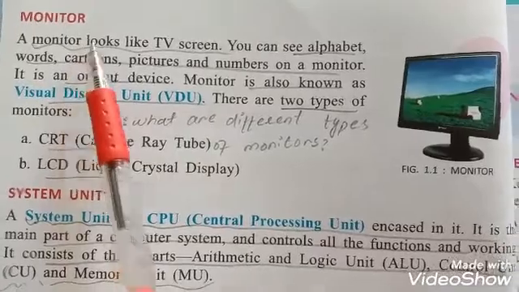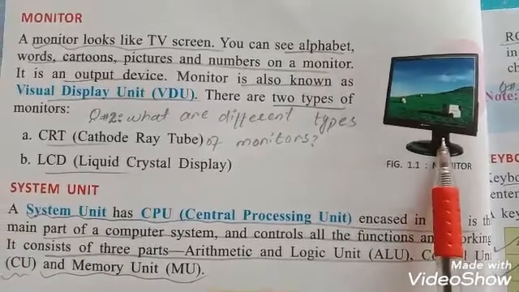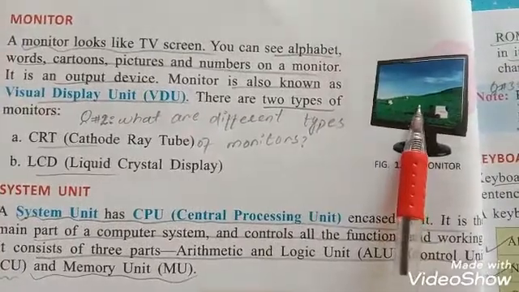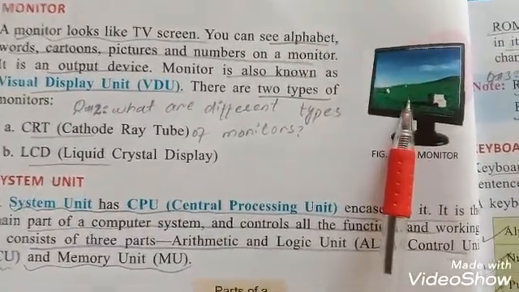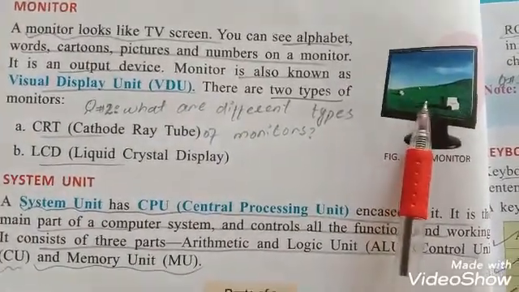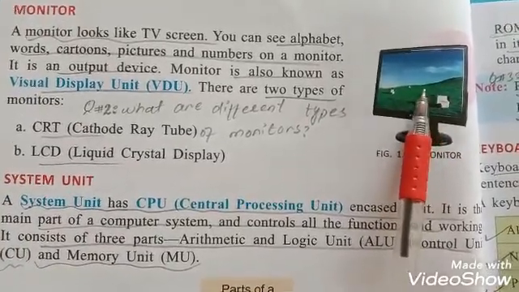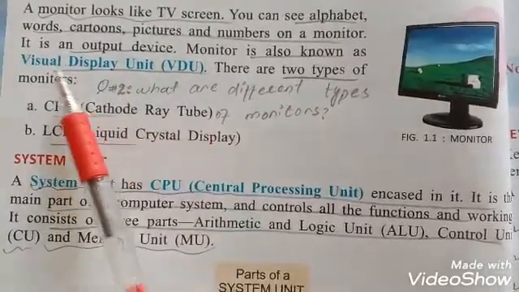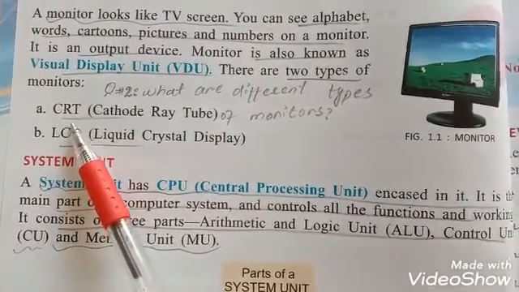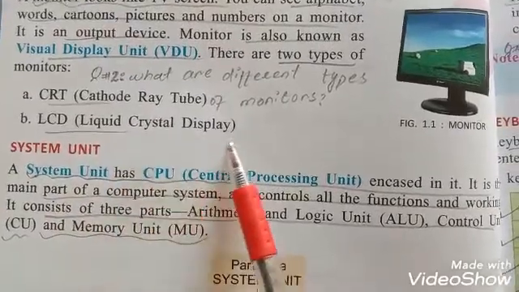First one is monitor. A monitor looks like television screen, and you can see alphabets, words, cartoons, pictures, movies, listening songs on a monitor. It is also known as output device. Monitor is also known as VDU. VDU stands for Visual Display Unit. There are 2 types of monitors. First one is CRT. CRT stands for cathode ray tube. Second one is LCD. LCD stands for liquid crystal display.